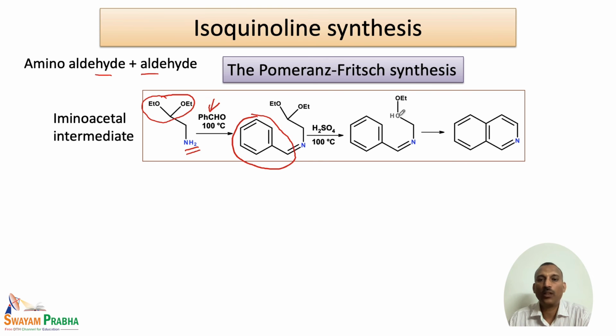we end up with a carbocation on this particular carbon. When there is a carbocation, the pi electrons of this benzene ring can easily attack this electrophilic carbon atom, leading to cyclization, and this cyclization finally gives the corresponding isoquinoline unit, and the OEt unit is lost as an ethanol molecule.